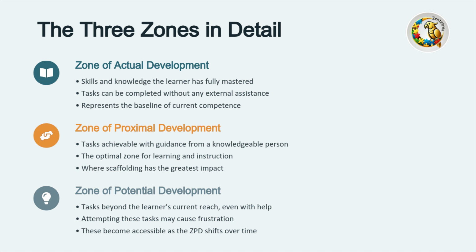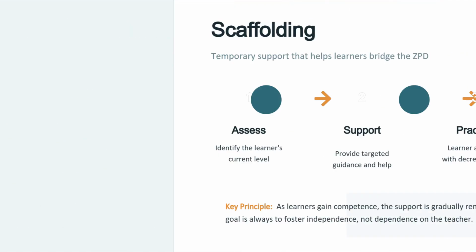The zone of potential development contains tasks that are currently too advanced, even with assistance. However, as learners grow and their ZPD shifts, what was once impossible gradually becomes achievable. This dynamic nature of the zones is what makes Vygotsky's framework so powerful.